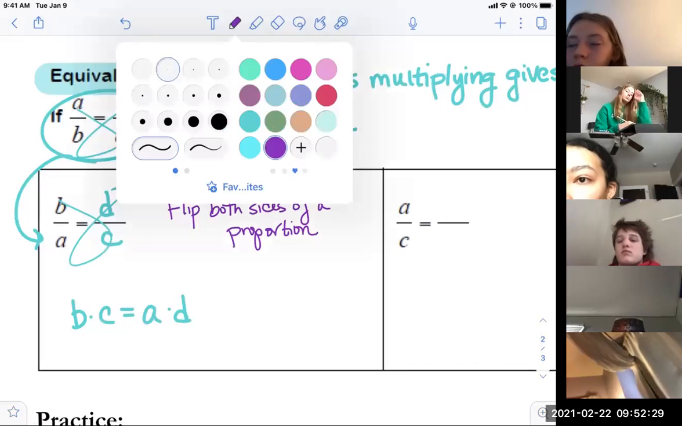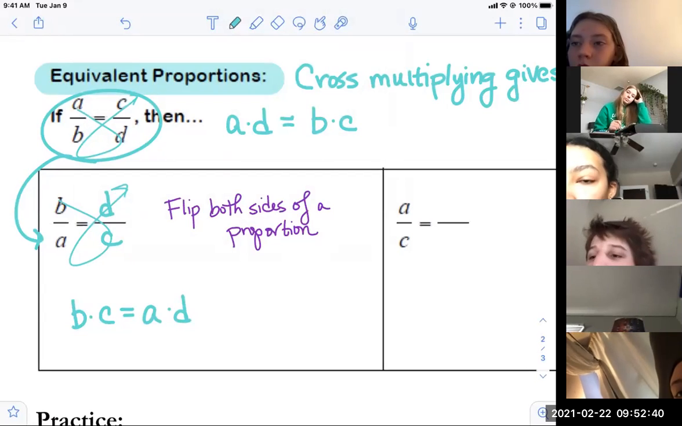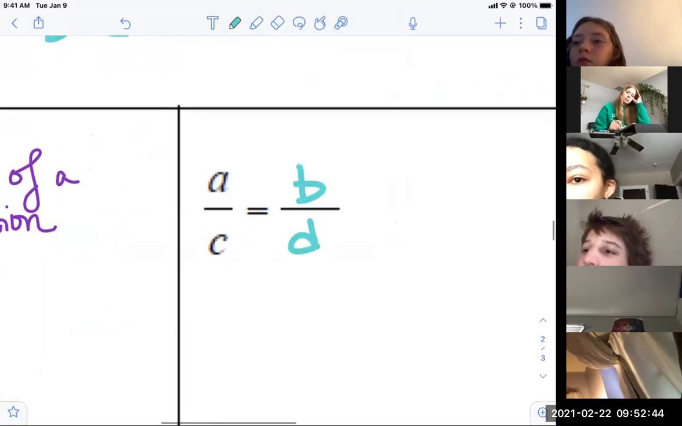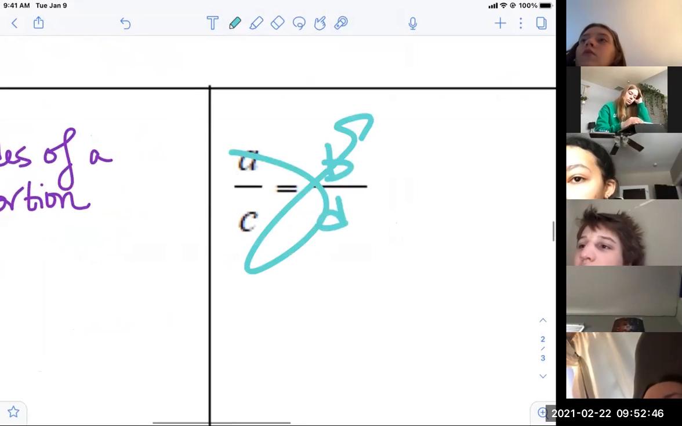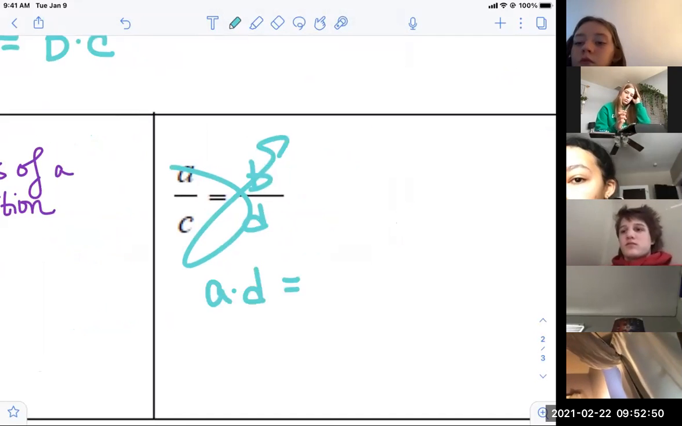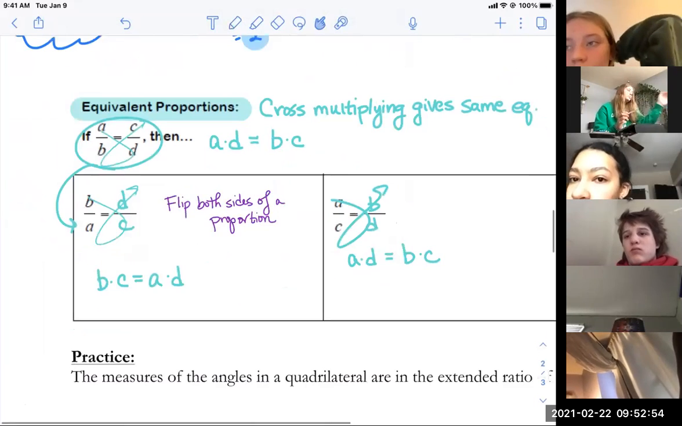In order to get the same cross product, A over C equals what? What does that need to be to give you A equals BC? Would it be B over D? A over D. So when we cross multiply, we get A times D equals, and again, it doesn't really matter if it's C times B or B times C, and it doesn't matter if we put AD on the left or AD on the right.